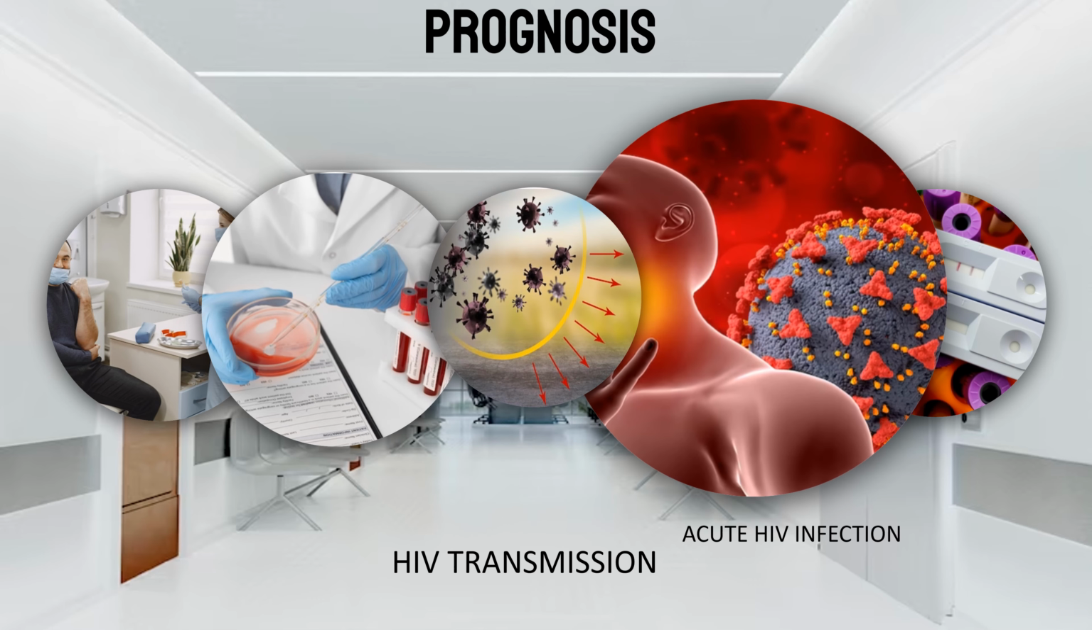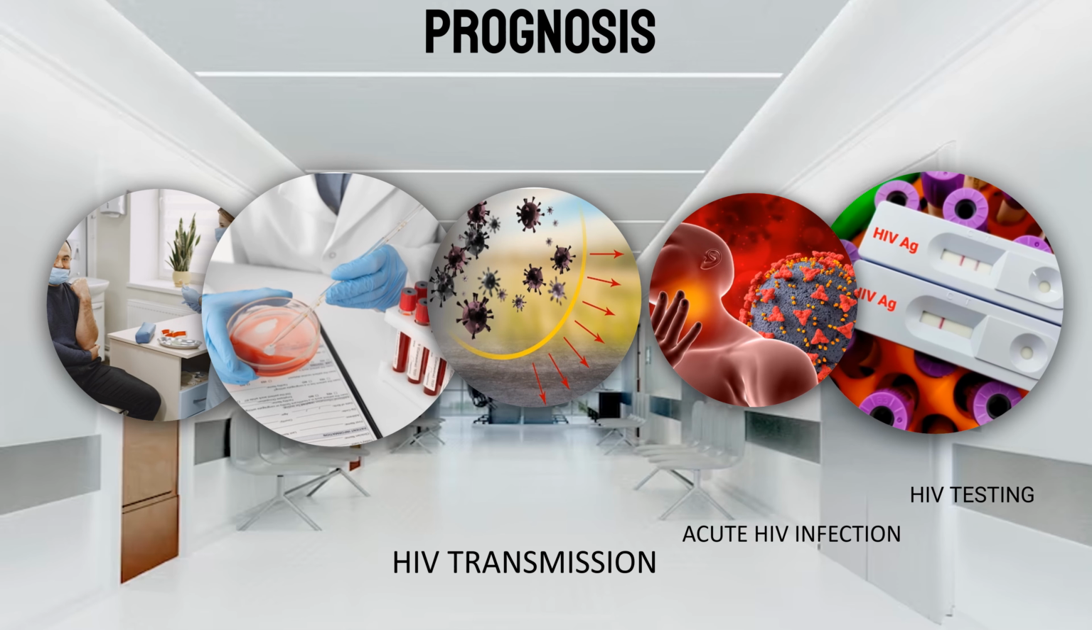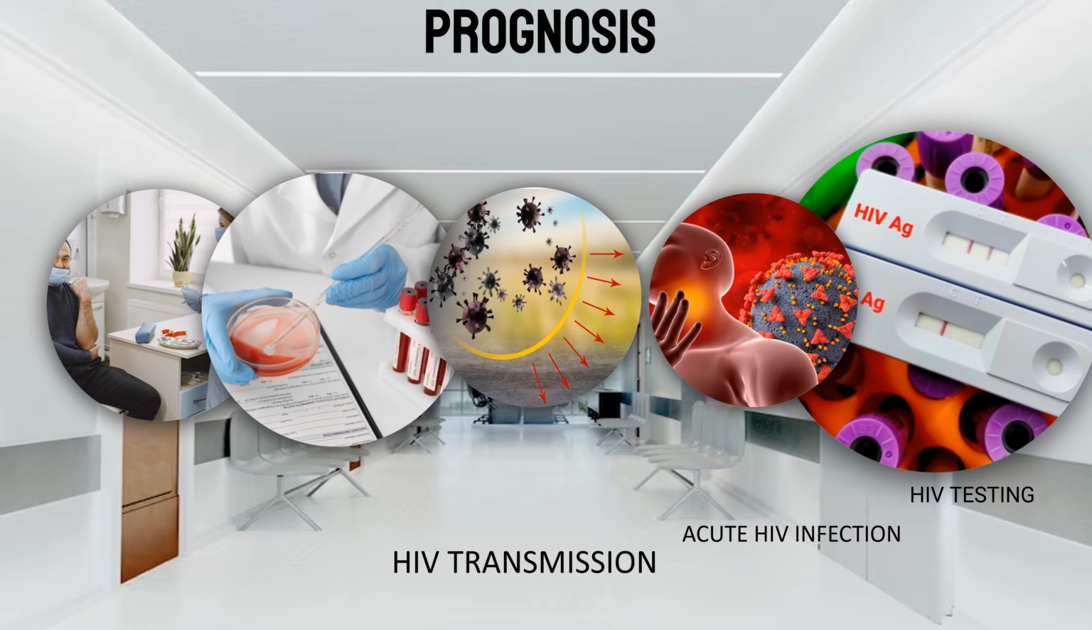Second is acute HIV infection. After exposure to the virus, a person may experience an acute HIV infection phase, which usually occurs within 2 to 4 weeks. During this period, some individuals may experience flu-like symptoms. Next would be HIV testing and diagnosis. HIV can be detected through various tests, including antibody tests and nucleic acid tests.